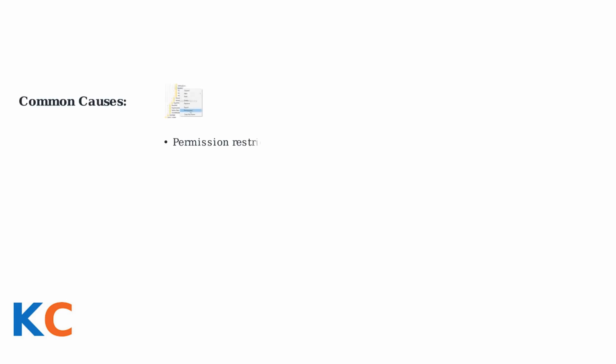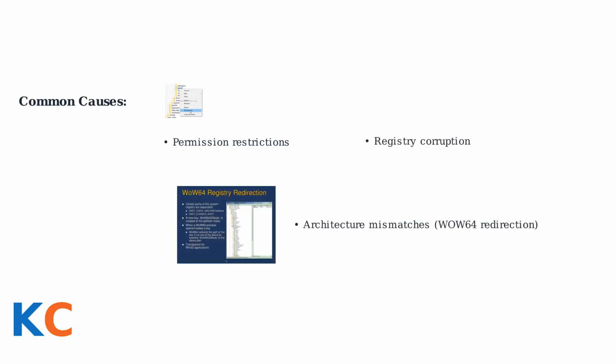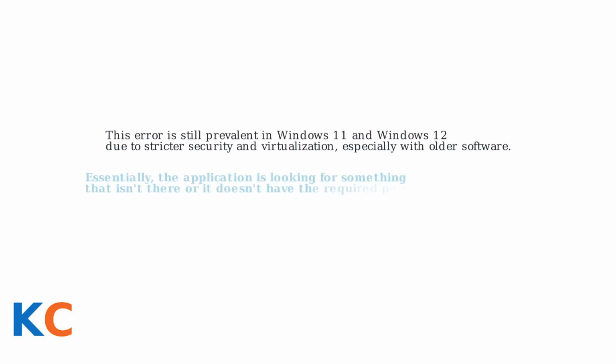Common causes include incorrect registry paths in the application, permission restrictions, registry corruption, or architecture mismatches between 32-bit apps and 64-bit systems utilizing WOW64 redirection. This error is still prevalent in Windows 11 and the newer Windows 12 due to stricter security and virtualization, especially with older software. Essentially, the application is looking for something that isn't there, or it doesn't have the required permissions to access it.